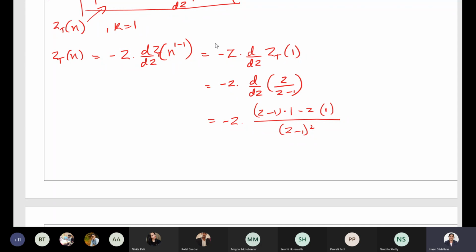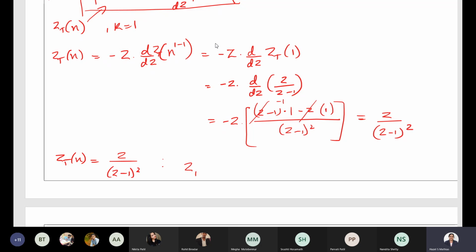So what happens over here? Just check. On simplification, what do we get? Plus Z and minus Z cancel. Here we have minus 1. Minus 1 remains and here is minus Z. So it will become Z divided by Z minus 1 whole square. So what is Z transform of n? Z transform of n is Z divided by Z minus 1 whole square.